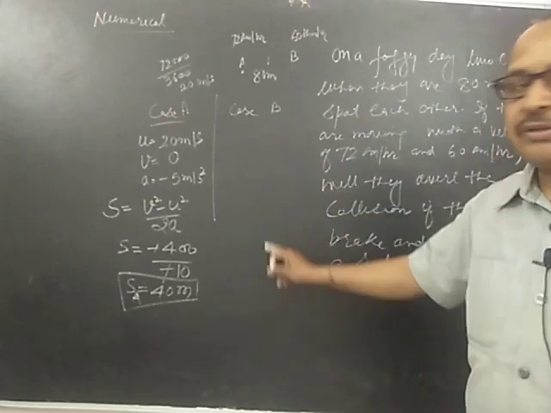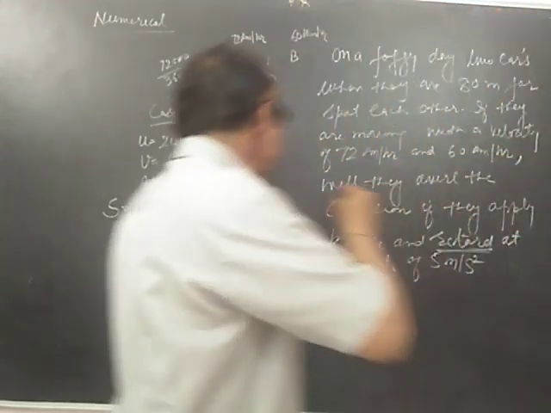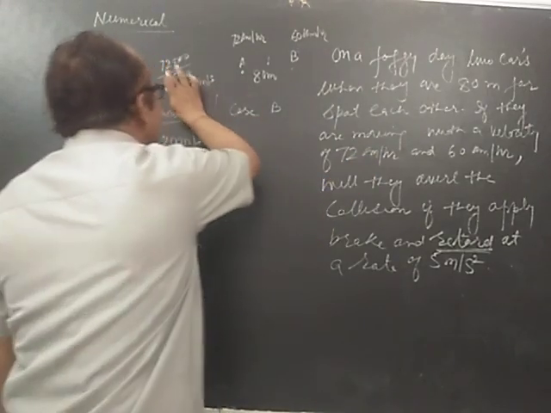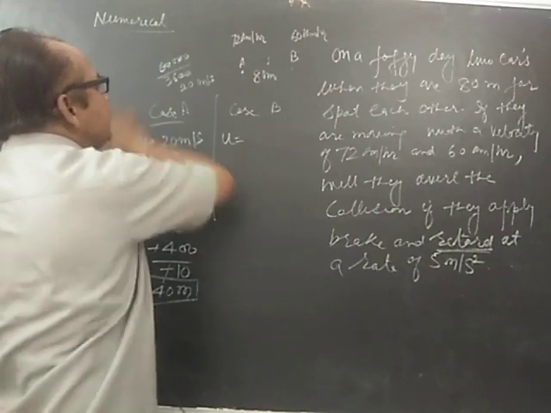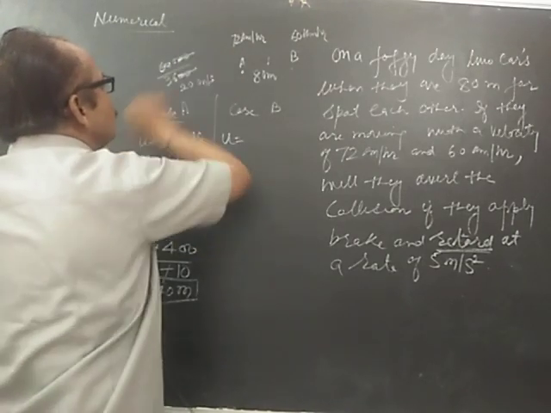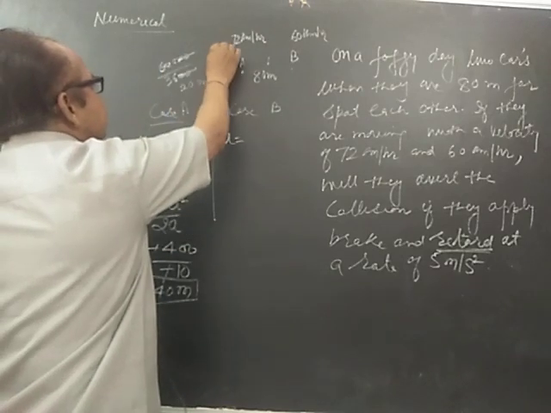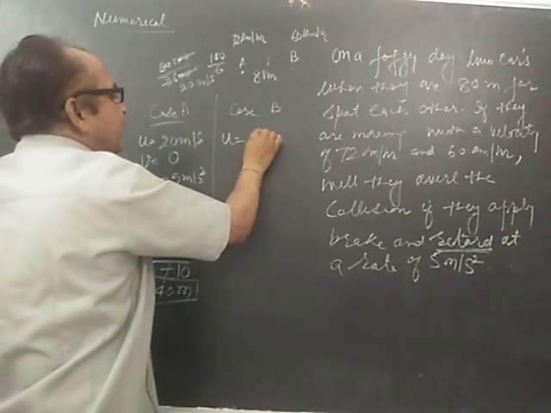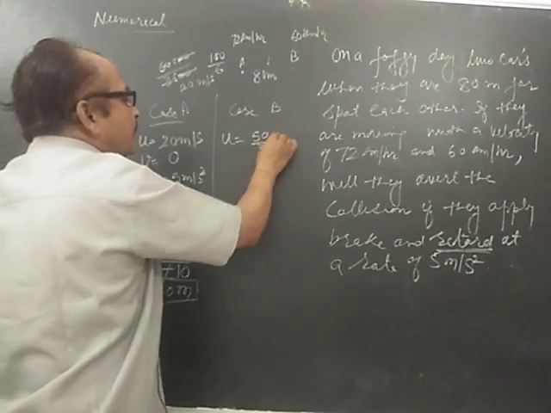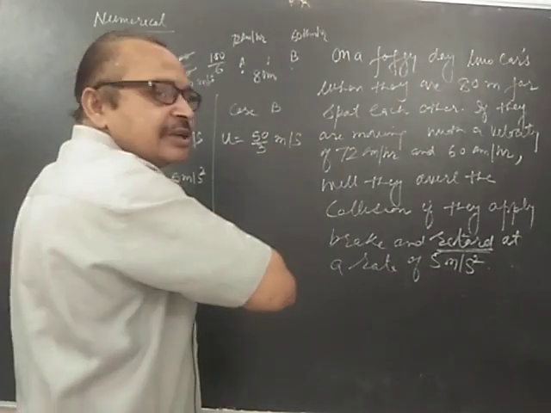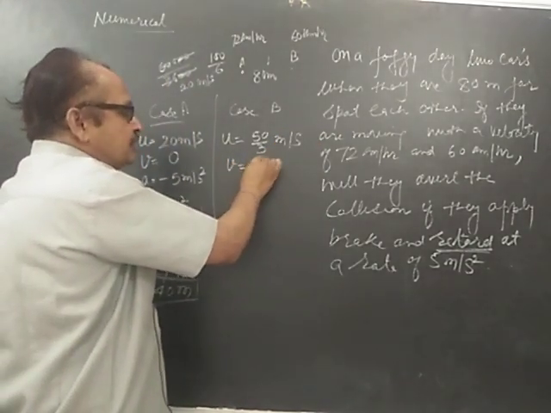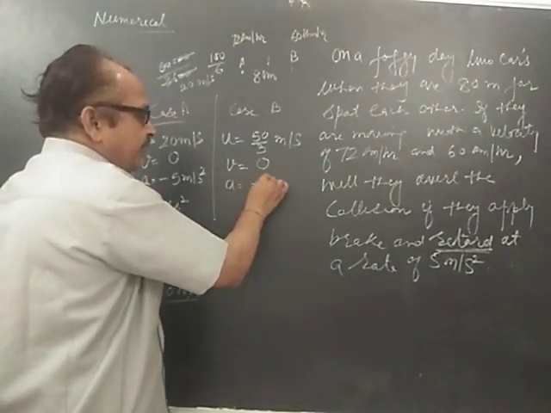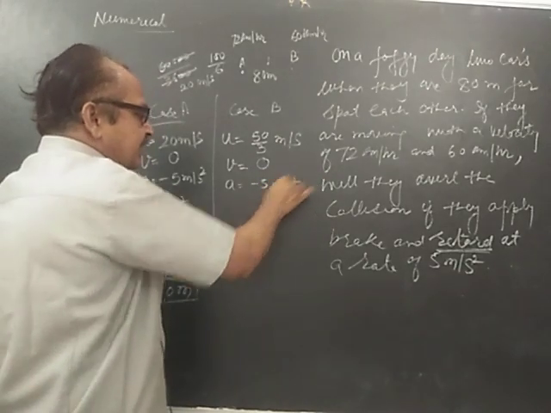So we will find out now for B. What is U for B? 60 kilometers per hour. So 72 changes to 60, and 2 zeros and 2 zeros. 6 ones are 6, 6 6s are 36. So what do I get? 50 over 3 meters per second. What is the final velocity? Obviously, it also wants to stop. And what will be A? Again minus 5 meters per second square.